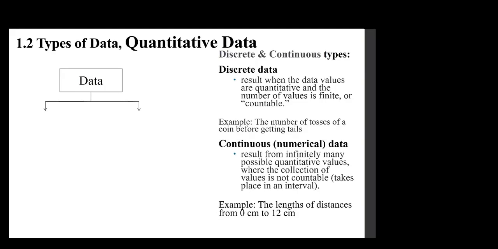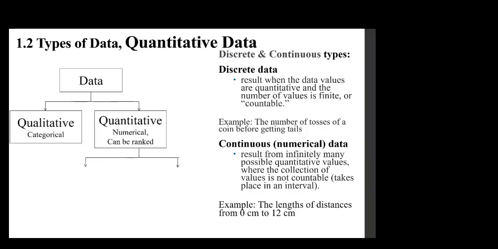Discrete data result when the data values are quantitative and the number of values is finite or countable. An example: the number of tosses of a coin before getting tails. Continuous or numerical data result from infinitely many possible quantitative values where the collection of values is not countable. It takes place in an interval. The example: the lengths of distances from 0 centimeters to 12 centimeters. In short, discrete means countable and continuous takes place in an interval.